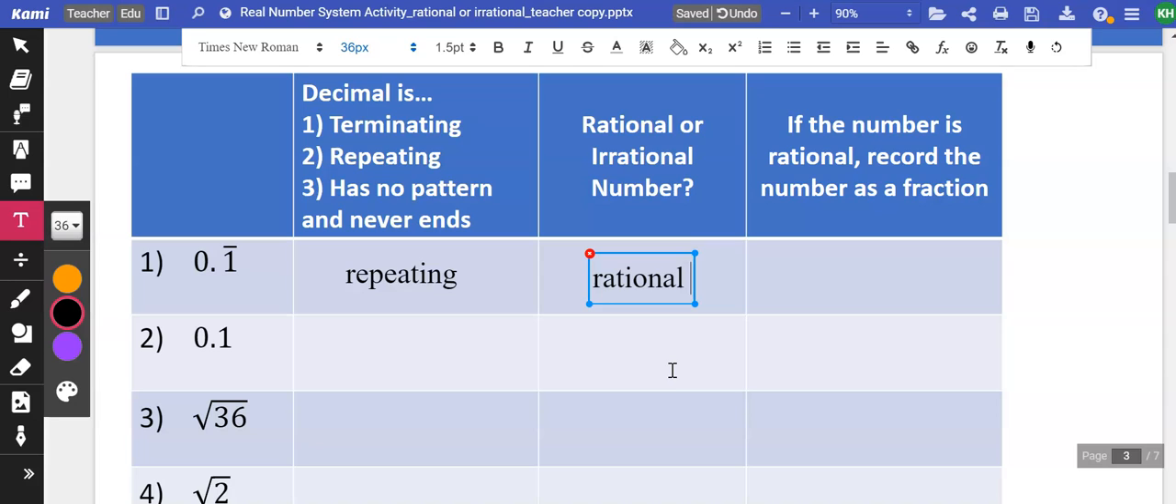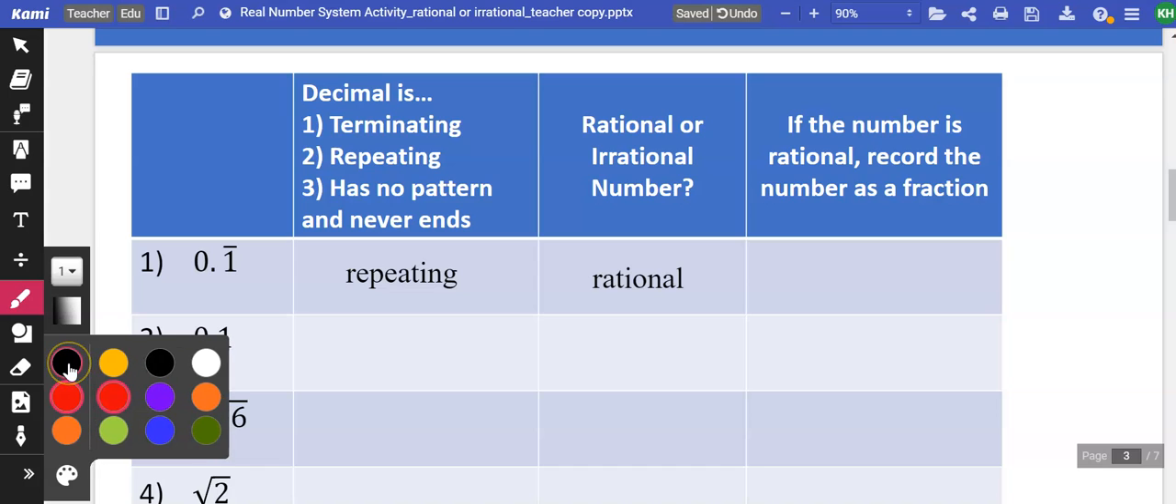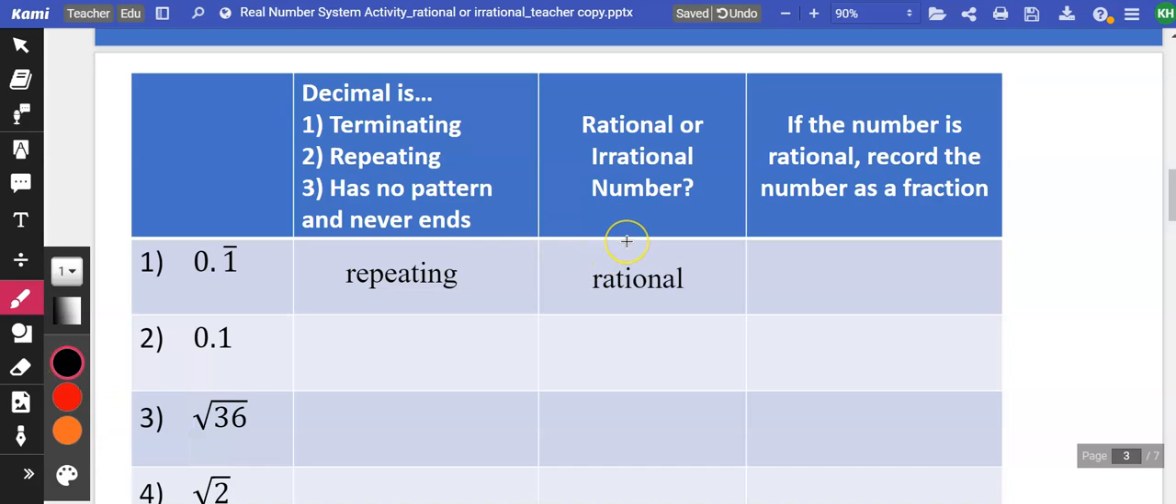And then in the last column, what we need to do is write this as a fraction. It says if the number is rational, record the number as a fraction. So it was rational, and I'm going to go ahead and write this as a fraction. Remember, with repeating decimals, we can use the 9 rule. If the pattern is one number long, like it is in this case, you put the pattern at the top, and then we're going to place it over 9. So we use the 9 rule, or the algorithm, when we are converting a repeating decimal to a fraction.